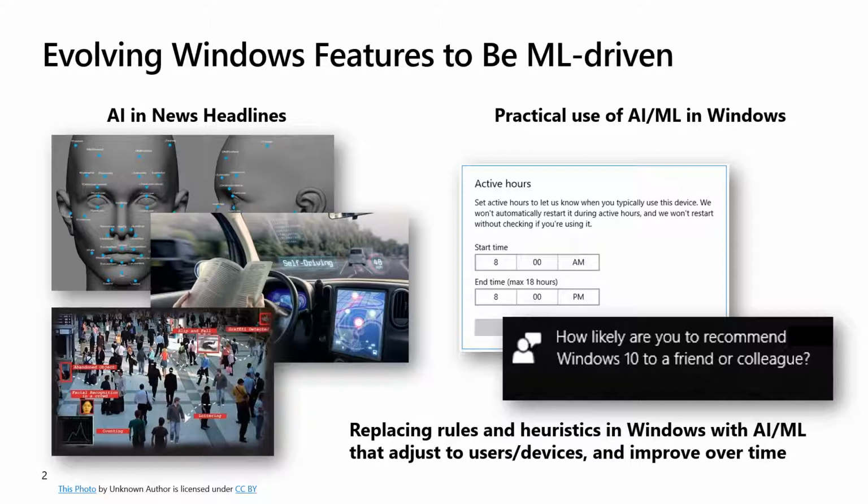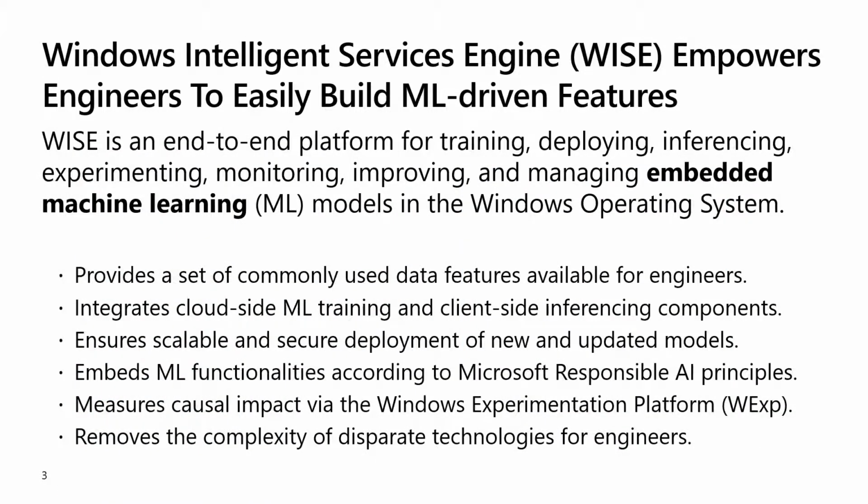In both cases, we used machine learning to replace existing rules and heuristics so that they can improve over time. As we democratize artificial intelligence and machine learning to internal Windows developers at Microsoft, we built a platform called the Windows Intelligent Services Engine, or WISE in short. WISE is an end-to-end platform that intends to ship embedded machine learning models to the Windows operating system. It captures the whole life cycle of machine learning models, including training, deploying, inferencing, experimenting, monitoring, improving, and management.